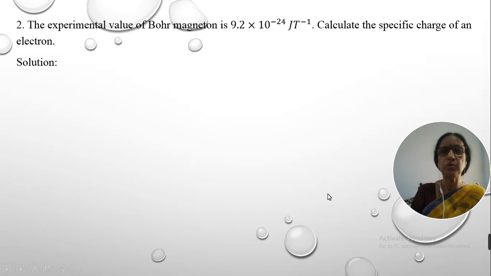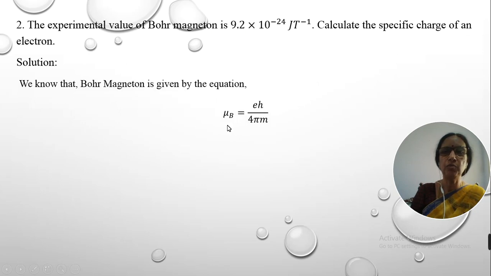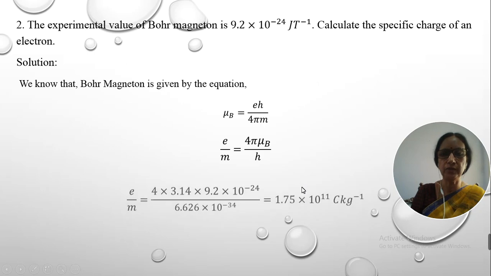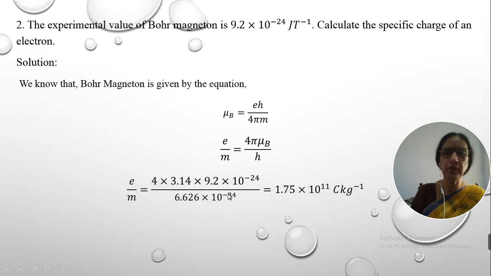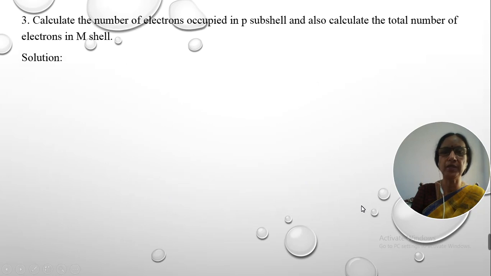Okay, so next problem. The experimental value of Bohr magneton is this. Calculate the specific charge of an electron. So write down the Bohr magneton formula. Just retain this e by m on the left hand side so that you can calculate e by m. Specific charge is nothing but e by m. Okay, so the Bohr magneton is given, h will be known to us. You can do the calculation. So it comes out to be 1.75 into 10 raised to 11 coulomb per kg.